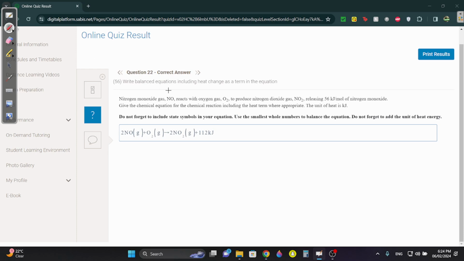Okay, don't get confused, please. I know it looks scary, but it's very easy. Nitrogen monoxide gas, NO, reacts with oxygen gas to produce nitrogen dioxide gas, releasing 56 kilojoules per mole of nitrogen monoxide. Give the equation. So nitrogen monoxide reacts with O2 to produce NO2. First, put the states. They said gas, gas, and gas, so all of them are G.